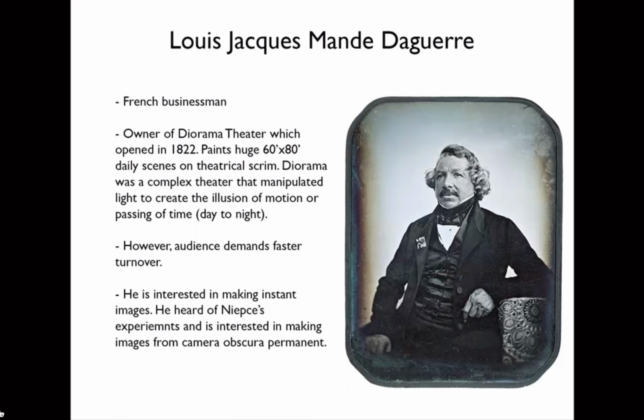However, these theatrical screens were hand painted, and it just took a long time for that scene to change. And because Daguerre's primary goal was to make money, he wanted to make a faster way of making these theatrical screens. So he heard of Niepce's experiment, and he wanted to meet with him and collaborate with him in order to make these scenes faster.